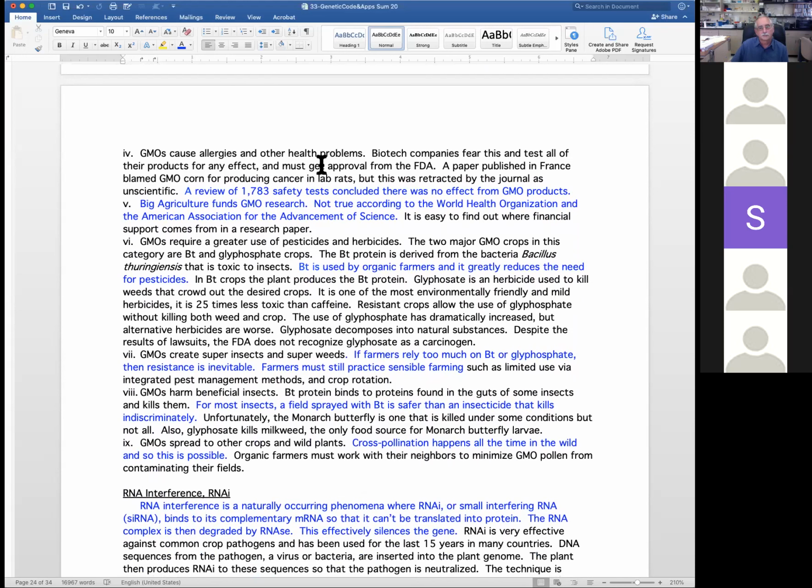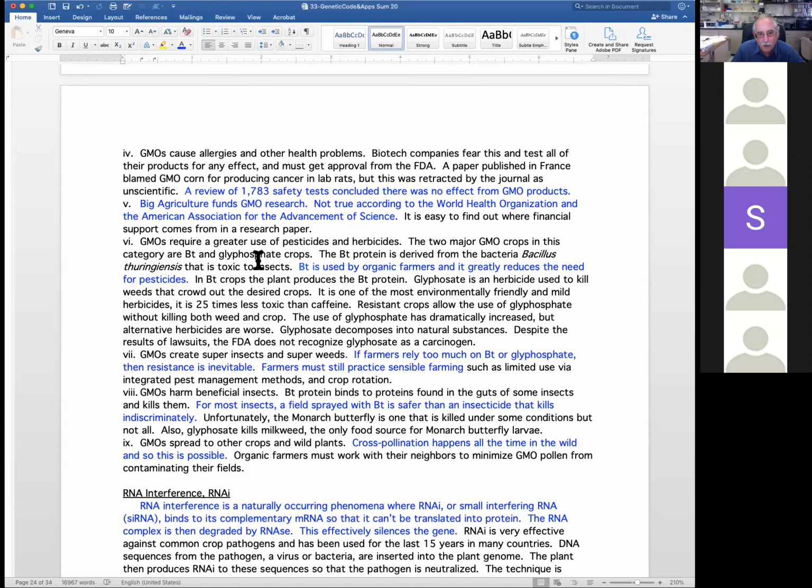Do they cause allergies? No, those are tested all the time. Big agriculture funds GMO research. Well, they make it sound like it's been a big secret thing. We personally have several graduate students in ag science, and their graduate research is being funded by what was then Monsanto, you know, the big evil Monsanto. And I kept asking them, does Monsanto even know what research you're doing? And they said, no, they don't care what we're doing. They just want to invest in research in agriculture.